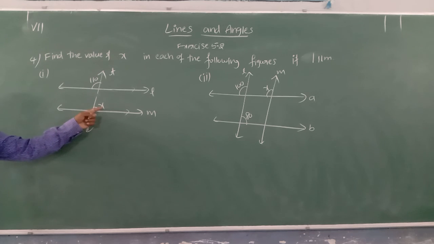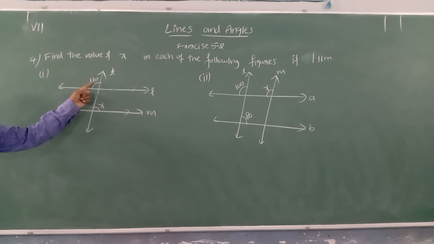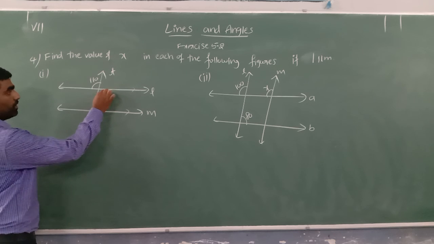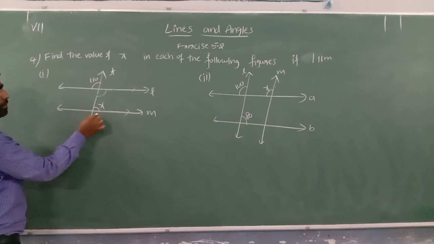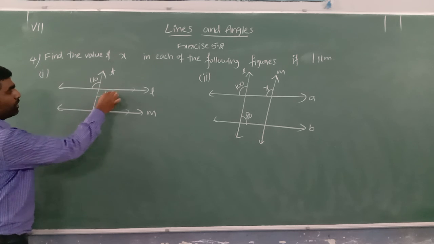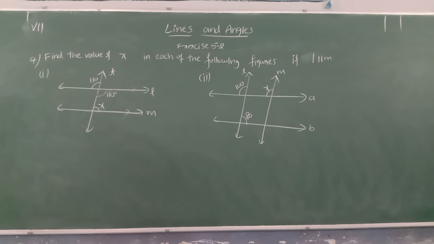First we will check directly, is there any relation between these two angles? Are they corresponding? No. Are they alternate? No. Then how can I find the x value? Now see, both these angles are equal. What is the reason? They are vertically opposite angles. Vertically opposite angles are always equal.